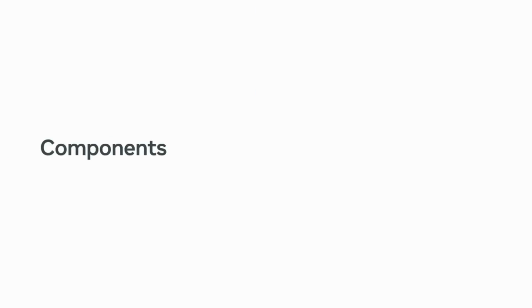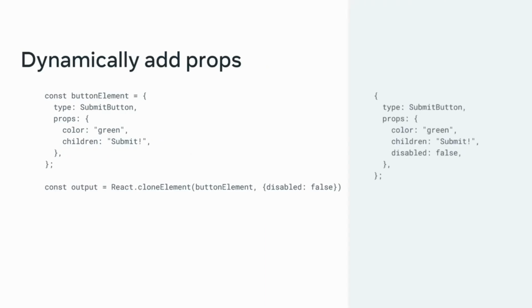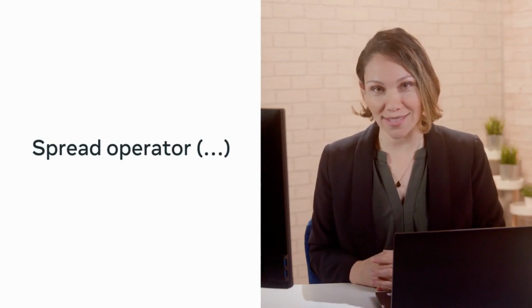In the third module, you explored JSX in more detail and how to test your solutions. In the first lesson, you took a deep dive into JSX. You gained a more detailed overview of JSX, components, and elements. Next, you explored component composition with children, with its two key features, containment and specialization, and how to dynamically manipulate children in JSX. You had the opportunity to apply your new skills when building a radio group component and were introduced to spread attributes in JSX.